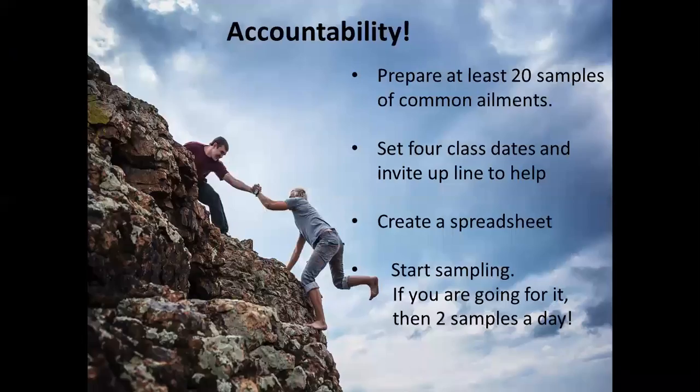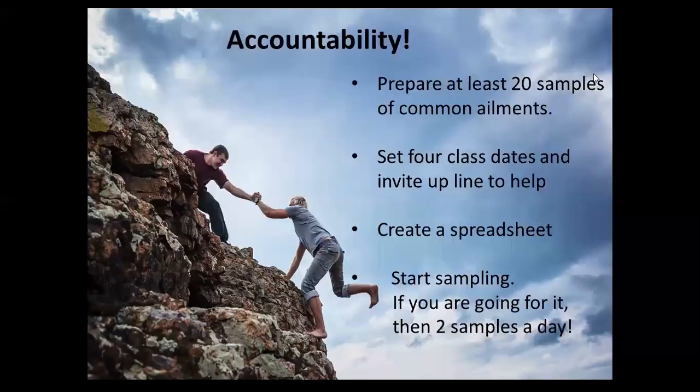So accountability from last week, I asked you to prepare at least 20 samples of common ailments and set 4 class dates and invite the upline to help, and then to also create your spreadsheet and to start sampling. So hopefully if you hadn't already started, you've been doing some good samples and having some great experiences with that.